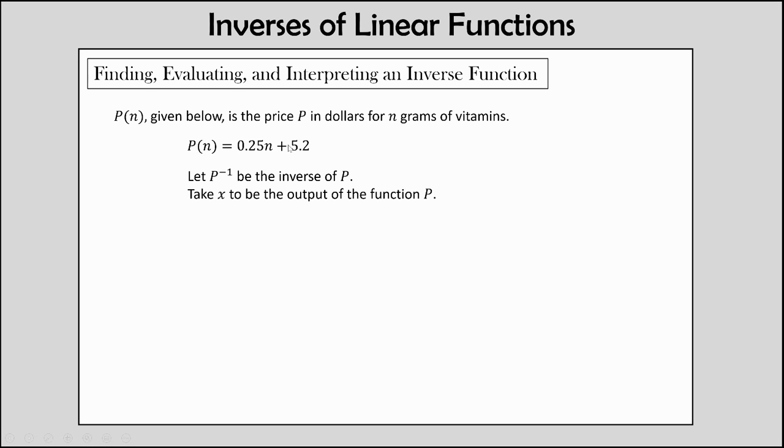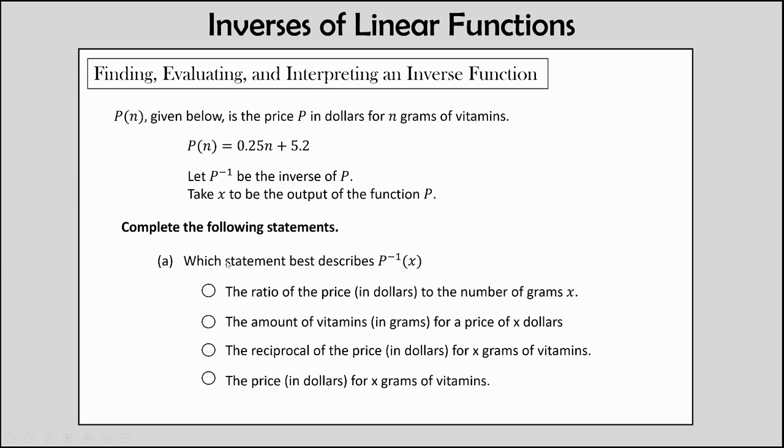All right, so there's our function, and it's a way we generate the cost or the price for n grams of a vitamin. So this first question says, which statement best describes the P inverse function? All right, so remember, the inverse is all about switching the two variables. So this first variable, P of n, is the price, n is the number of grams of the vitamin. So if we switch this function around and find its inverse, what we're going to be doing is finding the number of grams for a cost, for a price.